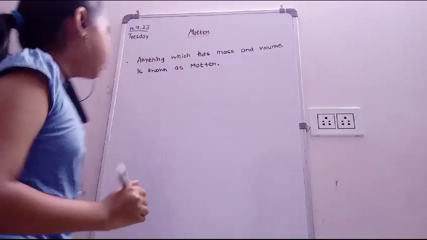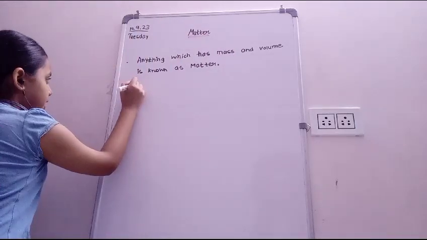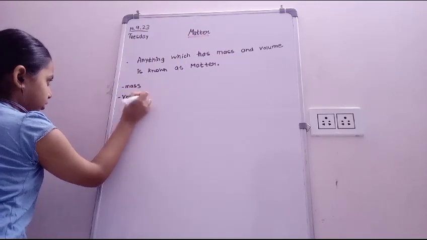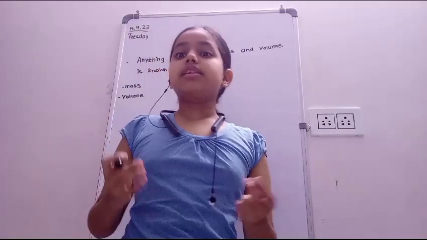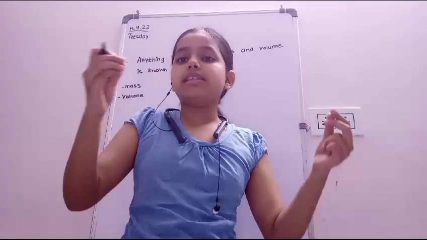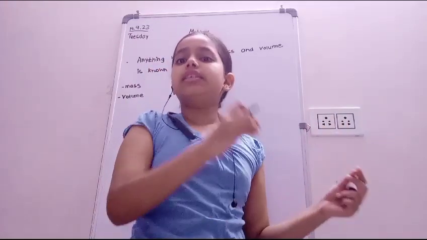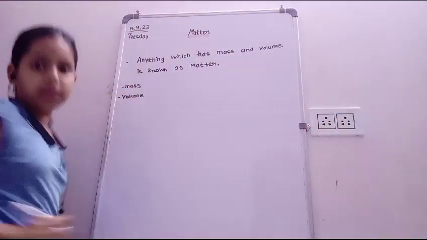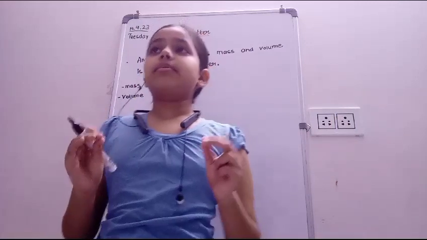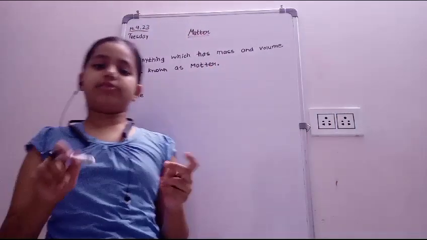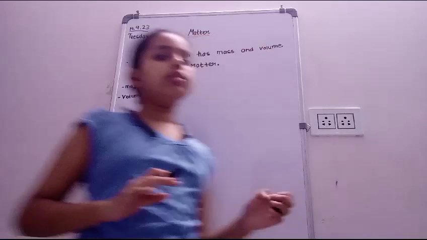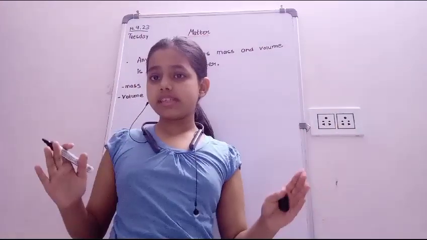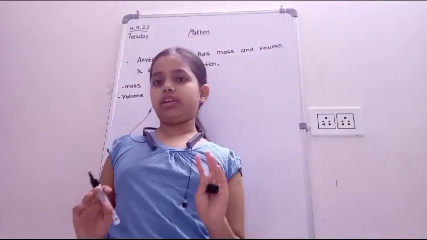Okay, now one more thing, what is mass and what is volume? Mass is how much matter is present inside the object. And volume is the space that is occupied, like for example this board is occupying the wall. So it takes up space, right? So that is called volume.